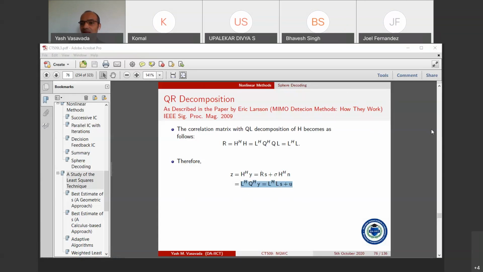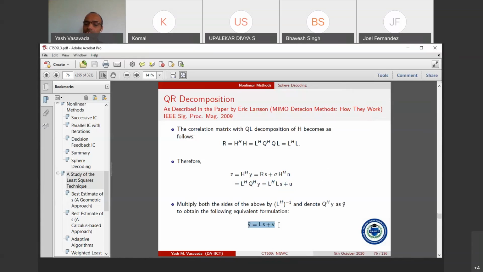Multiply by L Hermitian inverse. Exactly. Good, Divya. That is exactly the answer. We multiply both the sides of this equation by inverse of L transpose. Okay, and so once we do that, we get this last line where y tilde is Q transpose y.